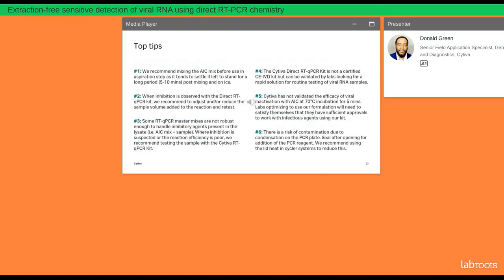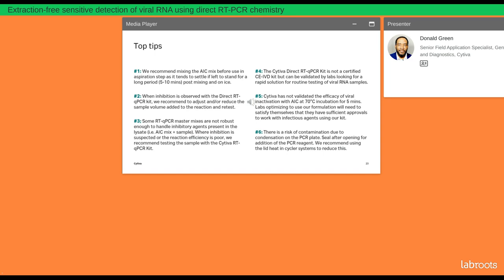The top tips that we have seen with customers testing our kit, using the AIC mix, we recommend mixing the AIC mix before use and in the aspiration step as it tends to settle if left to stand for long periods of time, 5, 10 minutes, 15 minutes, post mixing and on ice. When inhibition is observed with the direct RT-qPCR kit, we recommend adjusting and or reducing the sample volume added to the reaction.